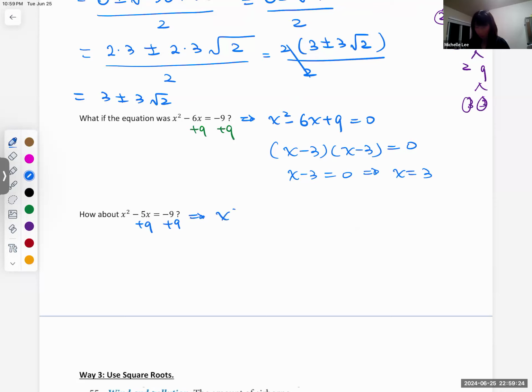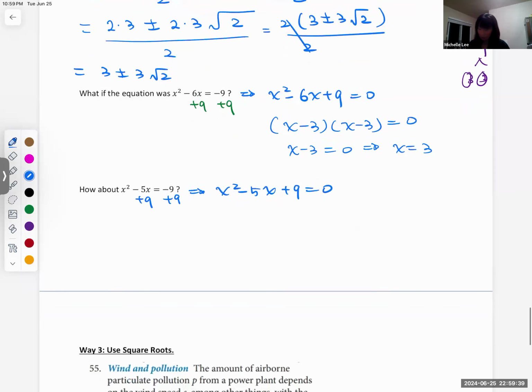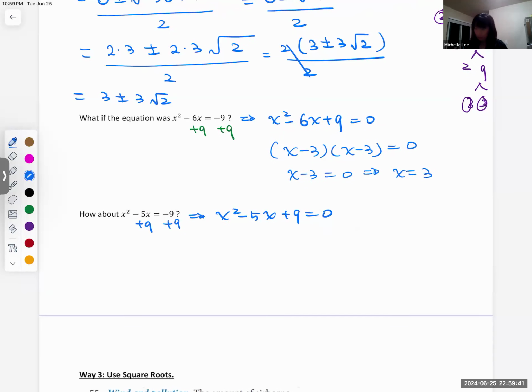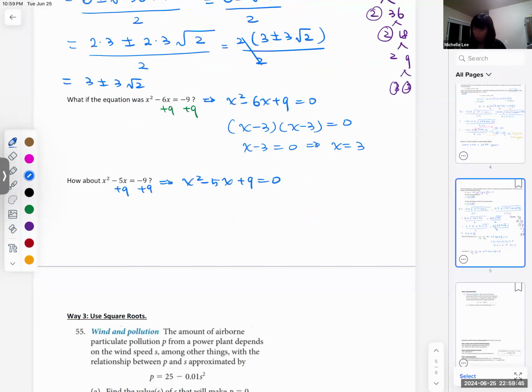So there will be x squared minus 5x plus 9 equal to 0. Looks like we cannot factor this one. That means we are using the quadratic formula. I think I need more space. So let's see.